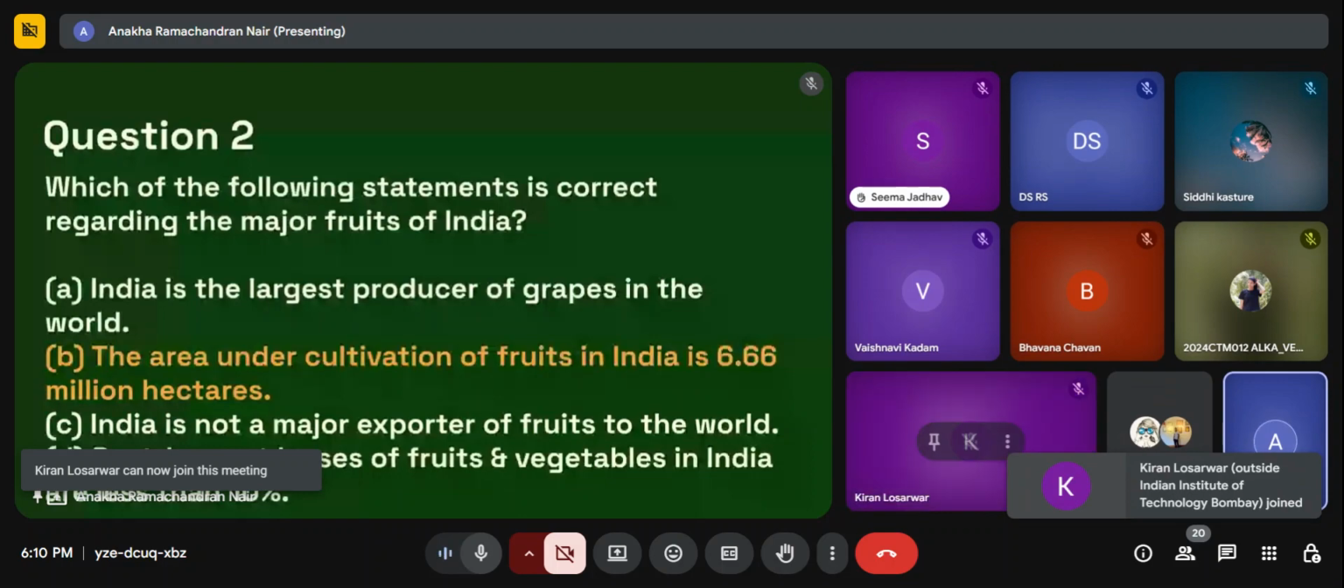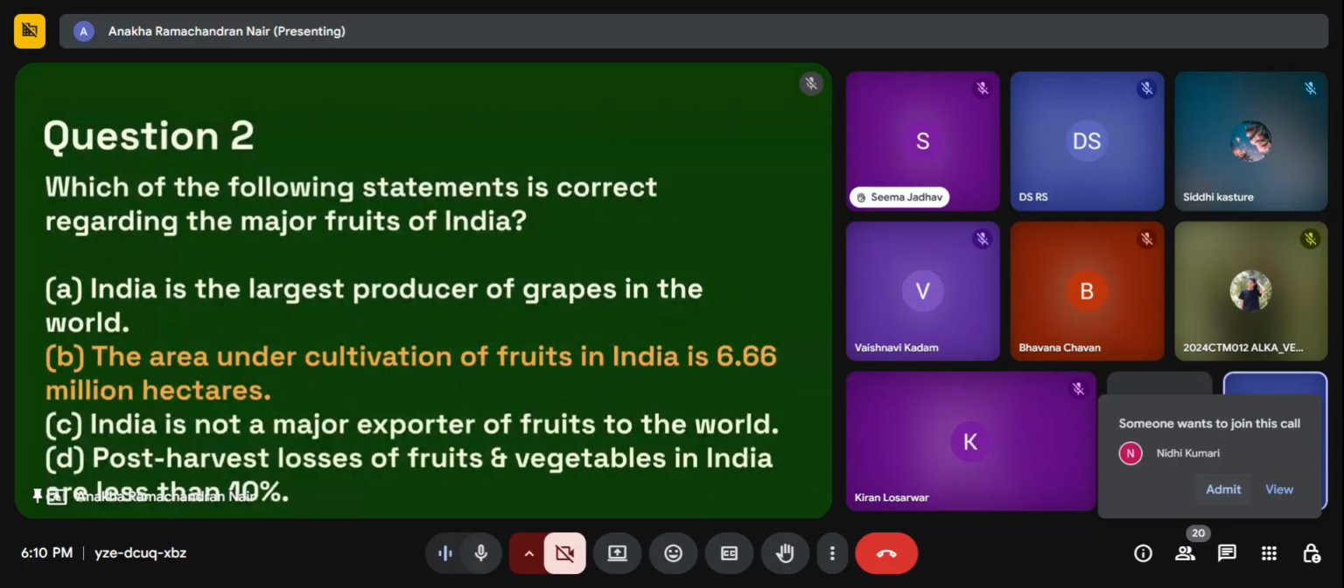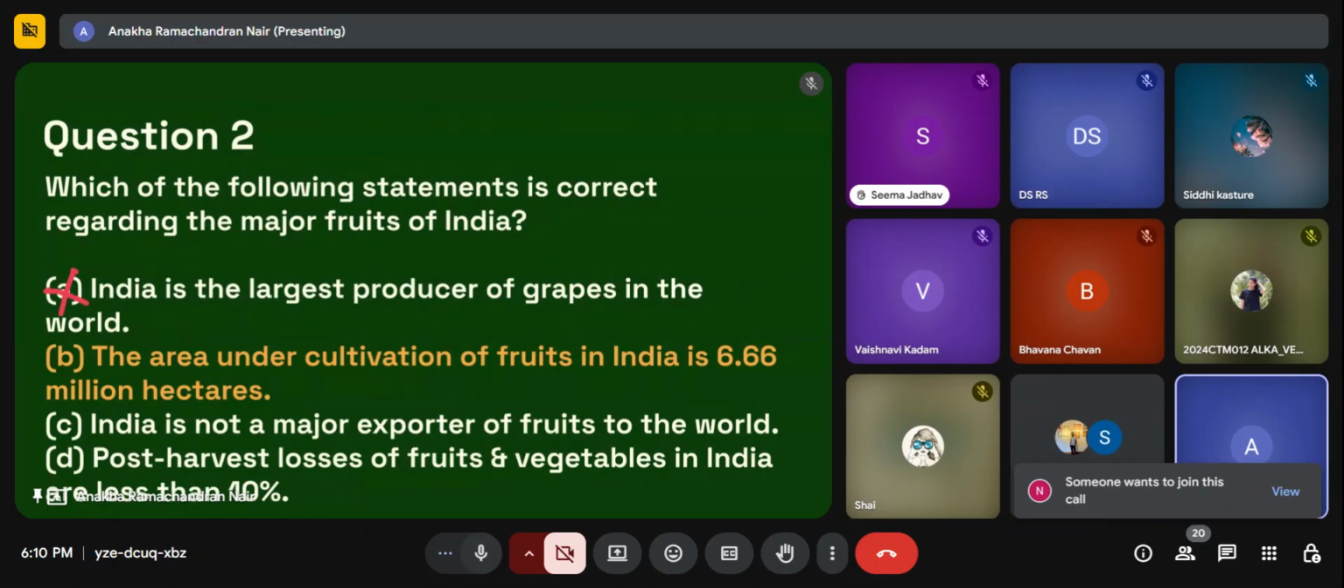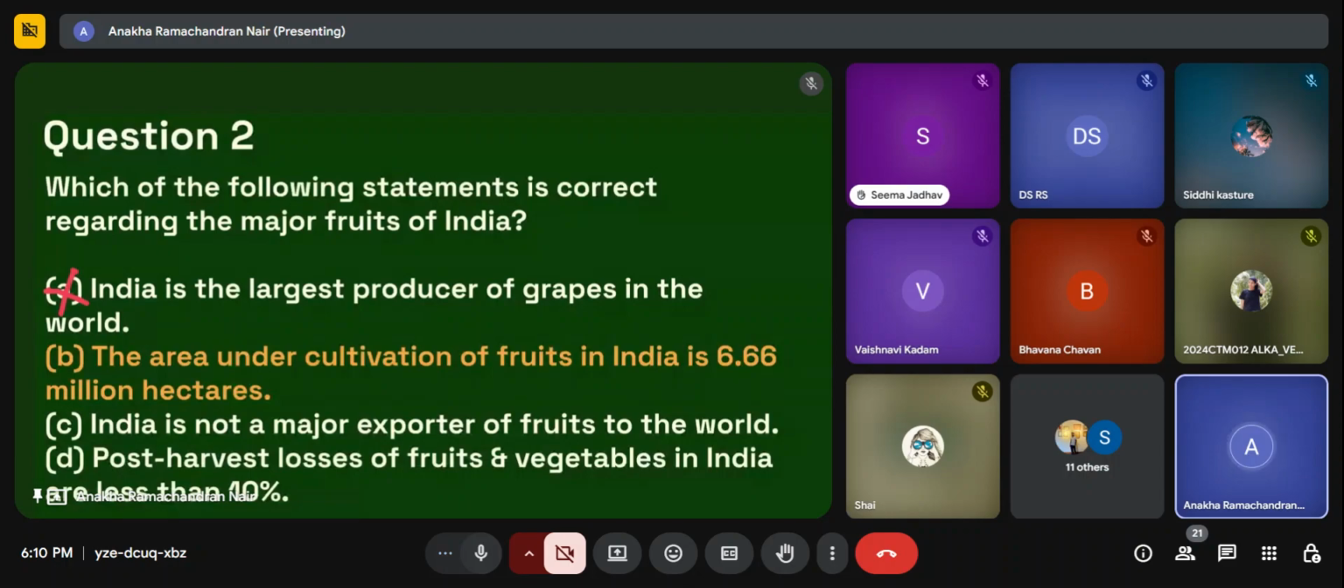All right. So as I was saying, the correct answer is B. The area under cultivation of fruits in India is 6.66 million hectares. India is not the largest producer of grapes in the world, so option A is incorrect. China is the largest producer of grapes in the world. India is, in fact, a major exporter of fruits to the world, so option C is also not correct. And India has about 20% or more post harvest losses of fruits and vegetables, so option D is also not correct. So you were correct. The correct option is option B.